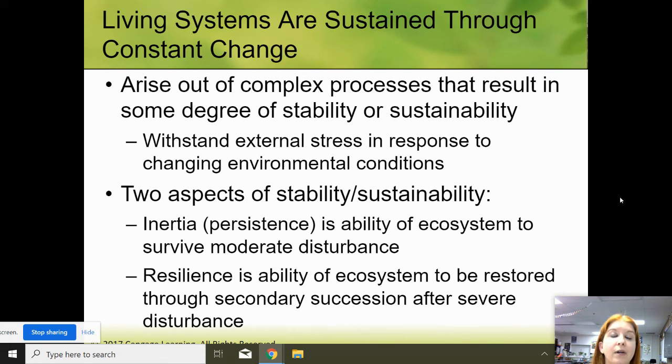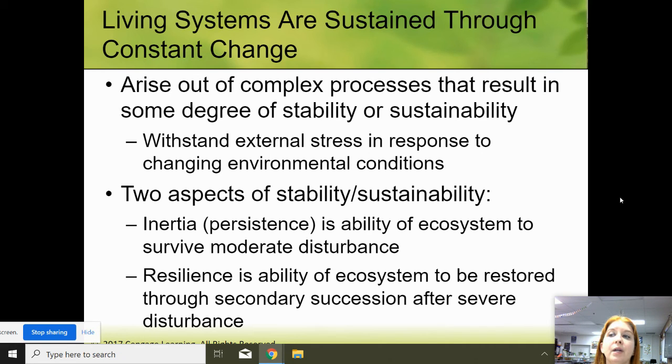So living systems are sustained through constant change. Things rarely stay the same way forever. They're going to change. They arise out of a complex process that results in some degree of either stability or sustainability, so they'll withstand external stress in response to changing environmental conditions. So there's two aspects of this when you're talking about how stable or sustainable an ecosystem is. You can have what's called inertia or persistence.